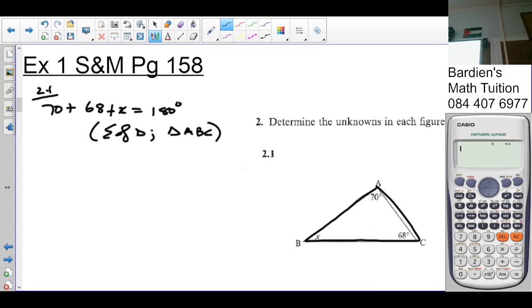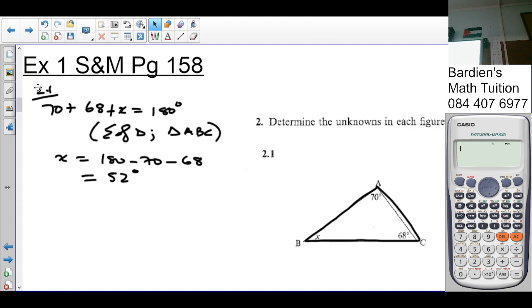Okay. So, to make x the subject of the formula, say x is equal to 180 minus 70 minus 68. What's 180 minus 70? 110. 110 minus 68 is 42. Okay, 42 degrees.